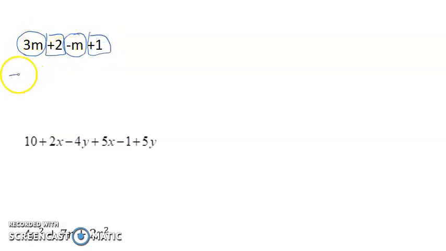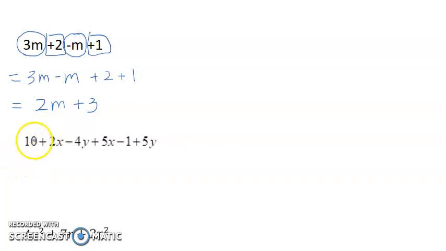Now I'm going to rewrite this so that all the like terms are next to each other. So I'm going to write 3m negative m plus 2 and plus 1. And now we are going to simplify it. 3m take away 1m will give me 2m. And I know 2 plus 1 is positive 3. Now we have simplified this algebraic expression.